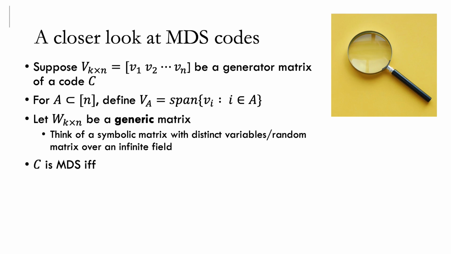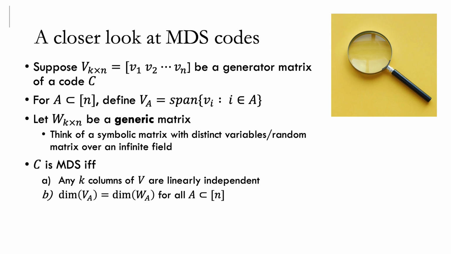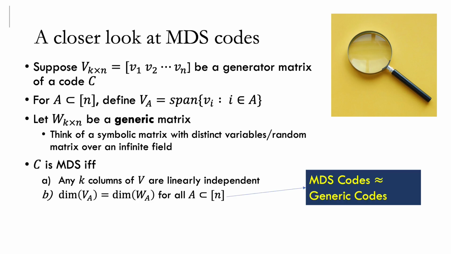Now we can say that our code is maximum distance separable if and only if any k columns of V are linearly independent, or the dimension of each of these V sub A's is equal to the dimension of W sub A. So if you have a generic matrix, you have some particular value, it should always be W sub A, and V matches that. So in particular, you can think of an MDS code as some sort of an approximation of generic codes, in the sense that these dimensions all match.